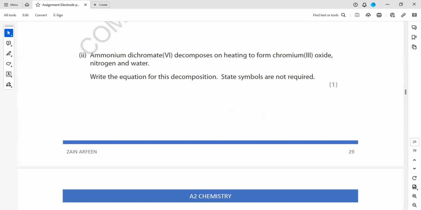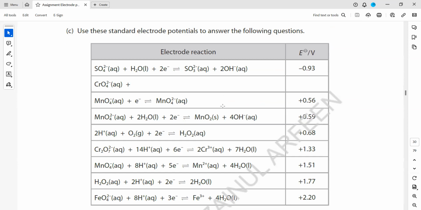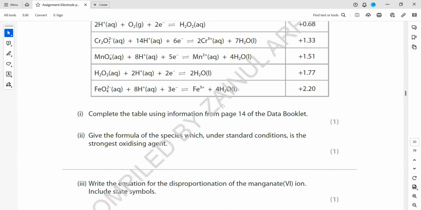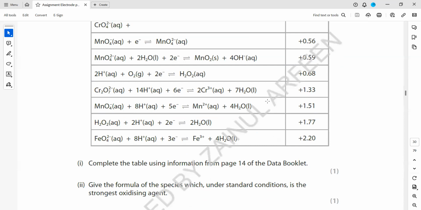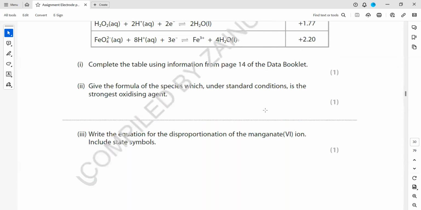Next is standard electrode potential. Answer the following question. Complete the table using information from the data booklet. So the data booklet you have to use, and you have to write it here. This is page 14 of the data booklet. It will be there in the exam.